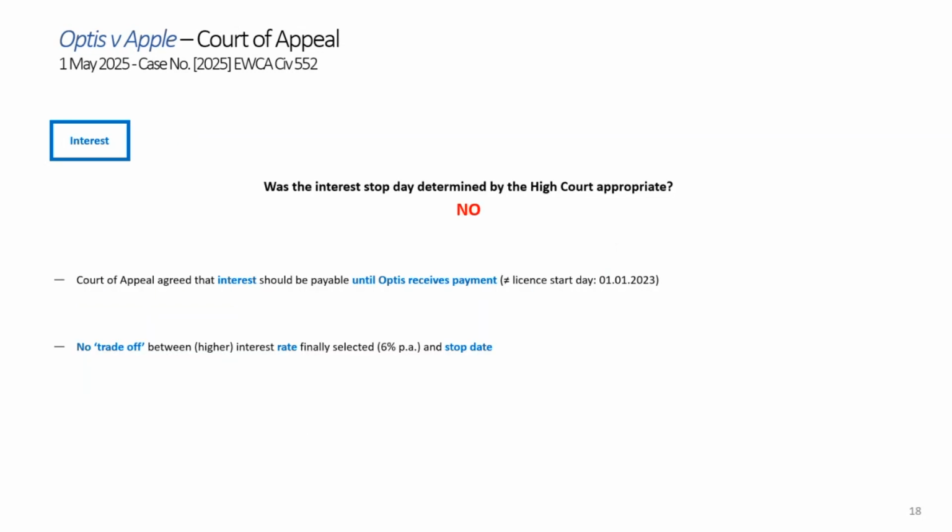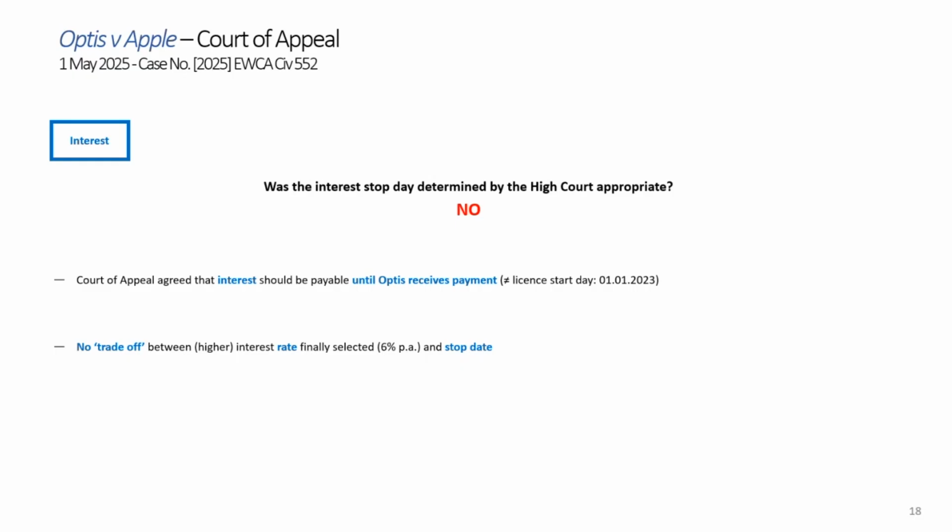We had, however, a second element which also might have a significant difference in the total amount that would be payable under the license. And this refers to the interest payment. Because here, as I said already, we also had an interest payment for past sales. The court determined an interest rate of 6%, but said that this rate should stop when the license would enter into force, which was the 1st of January 2023.